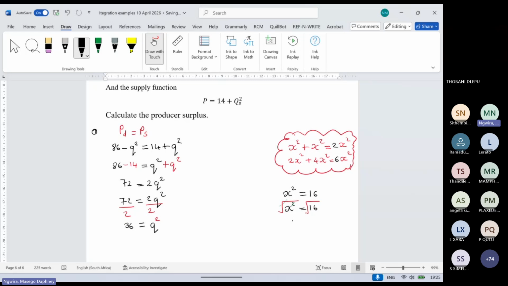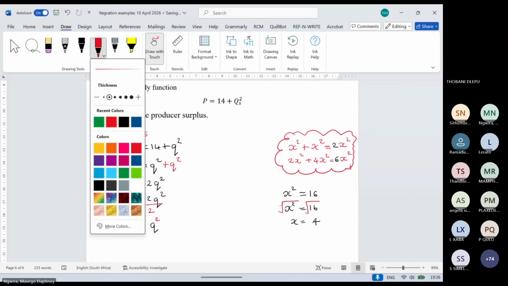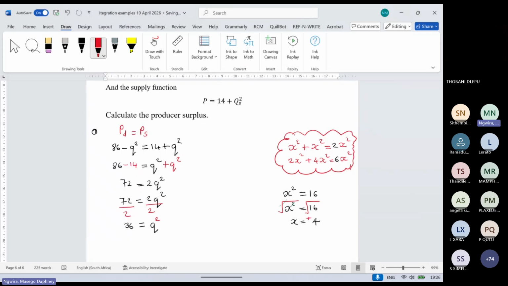And then my answer will be x equals 2 answers. The square root of 16 is plus or minus 4. Plus or minus 4. So my x will either be equal to 4, or my x will be equal to -4. So there are 2 answers for x.